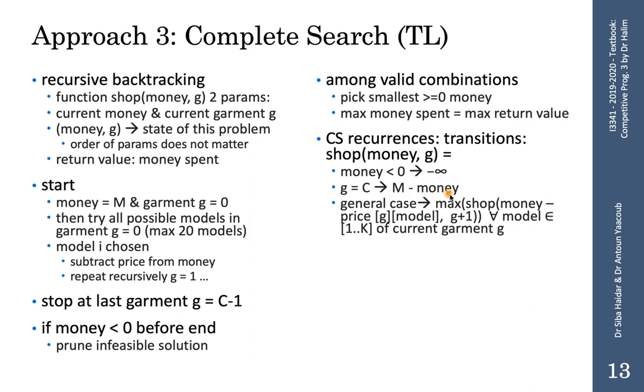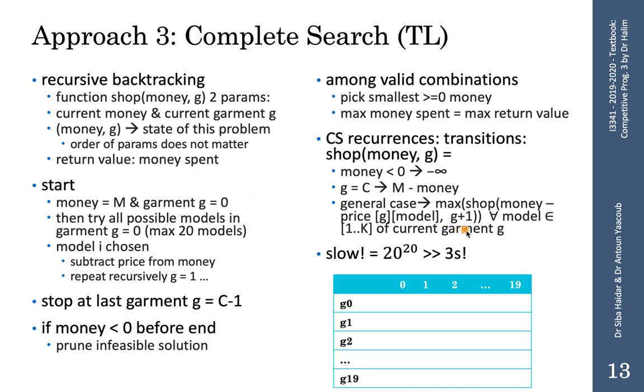So I return M minus money. And in the general case, you have to return the maximum value that was returned by the recursive call of shop, passing money minus the price of the model, because the current garment is G, for each model of this garment. So you loop over each model of this garment and see which price each model has, and you call shop with the value of the money, subtracting the price of this model from it, for the next garment, G plus 1.